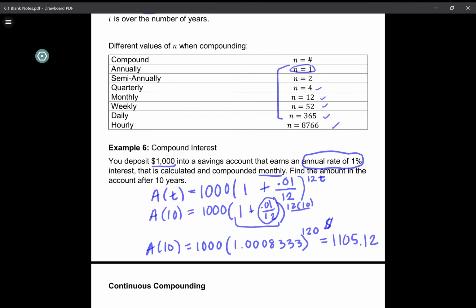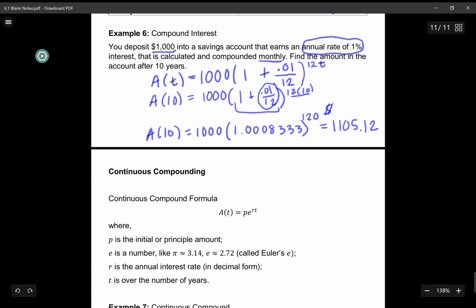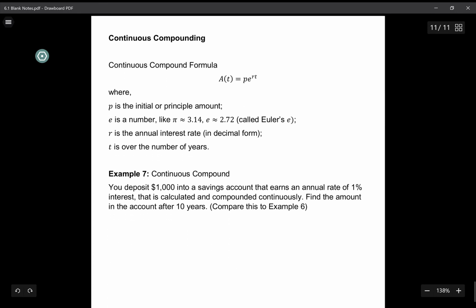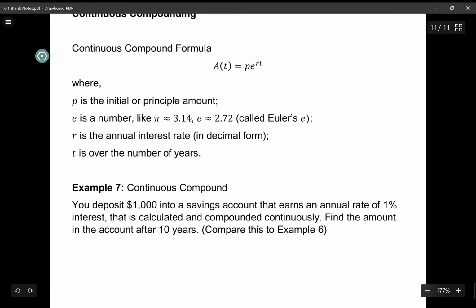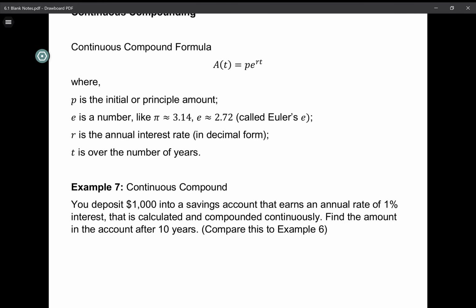$1,105.12. All right, so if we can compound annually, semi-annually, quarterly, they have something called continuous compounding. So that means compounding all the time, and this uses a new number for you, e. E is an irrational number. It's kind of like pi, and it's about equal to 2.72, and your calculators will have an e to the x button in them. So look at your calculator, and it will have a button that says like e to the x, and that's how you raise e to an exponent.